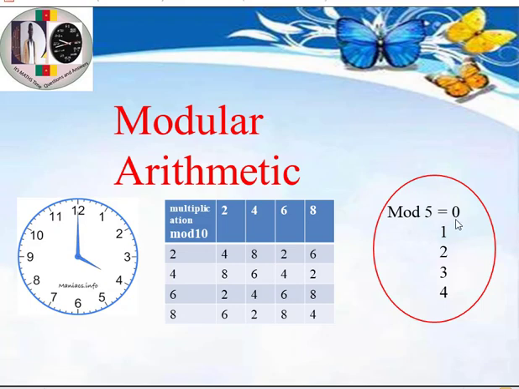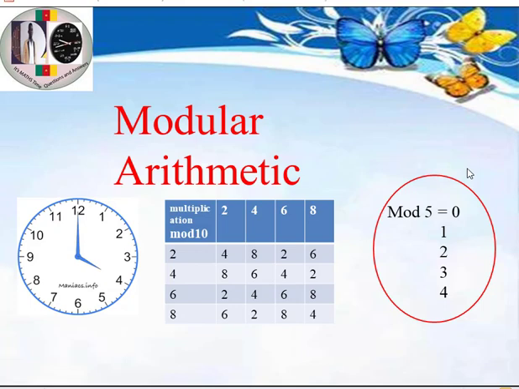So we will count 0, 1, 2, 3, 4. As we get to 5, we start counting again from 0, 1, 2, 3, 4. So the number is wrapping around itself, and this is all about modular arithmetic, which simply is a concept where numbers wrap around themselves. That is a definition of modular arithmetic, and this concept is very important and used today in everyday life.